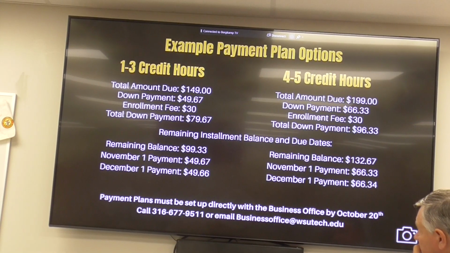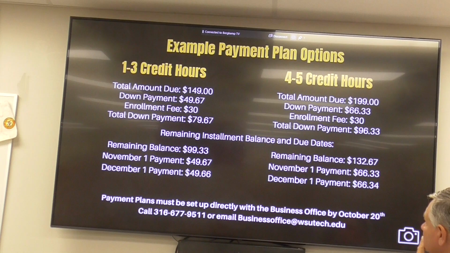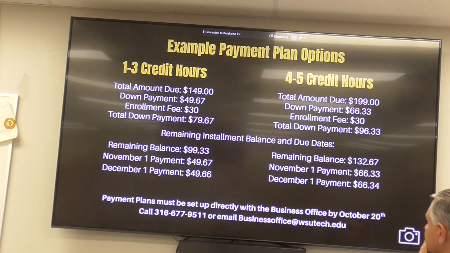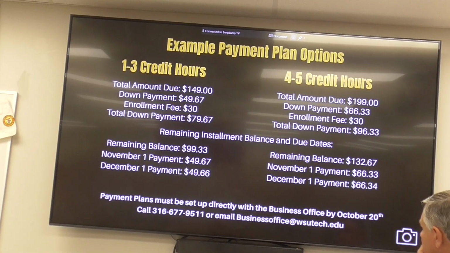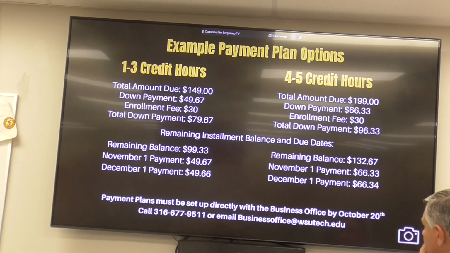If you want to do a payment plan, it's going to be that right column. So you have to do $30 down, and you have to put part of the $199 down. I want to say it's 25%. But then you can pay the remaining balance over the next couple of months.